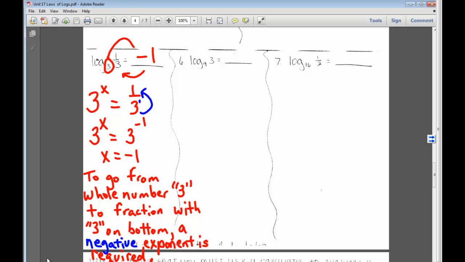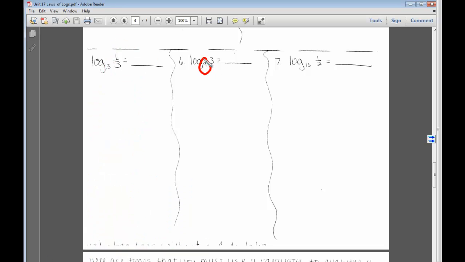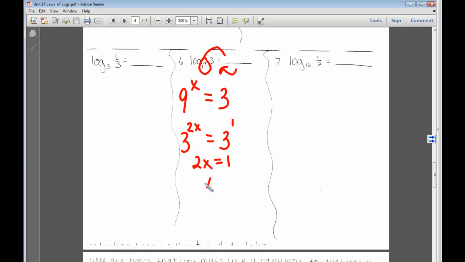Example 6. 9 to some power equals 3. If I change these to the same bases, then 3 squared is equal to 9. Remember, I multiply the exponents together. Is equal to 3 to the first power. Now I have like bases. 2x is equal to 1, so x is equal to 1/2.